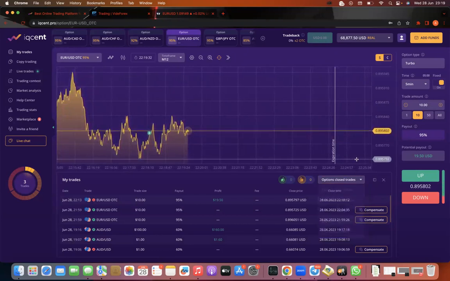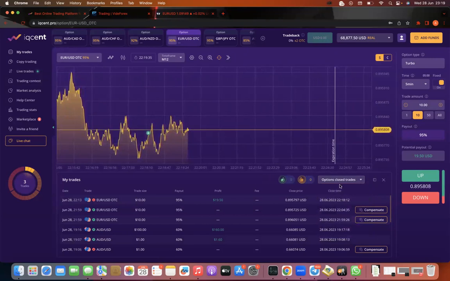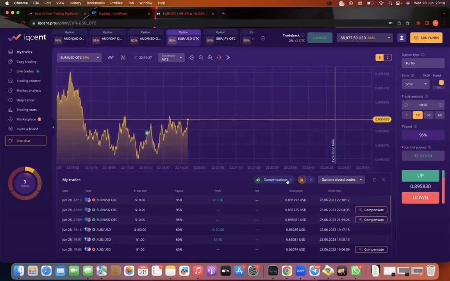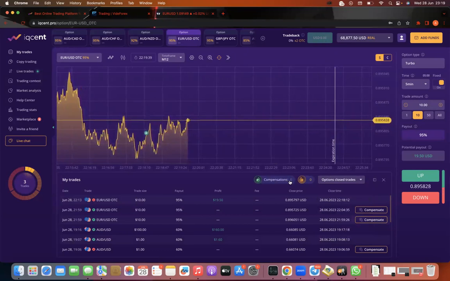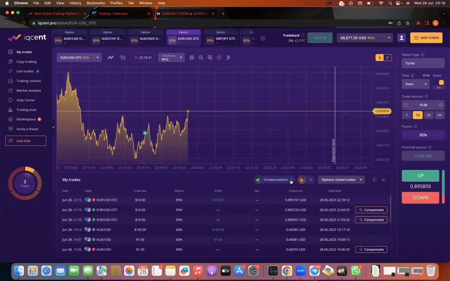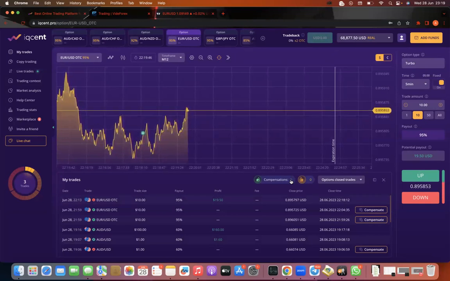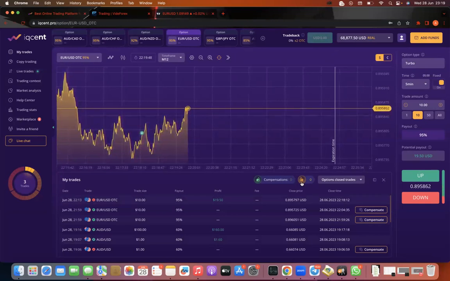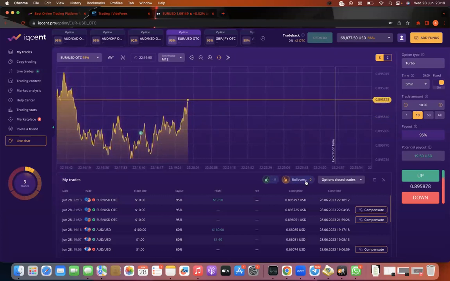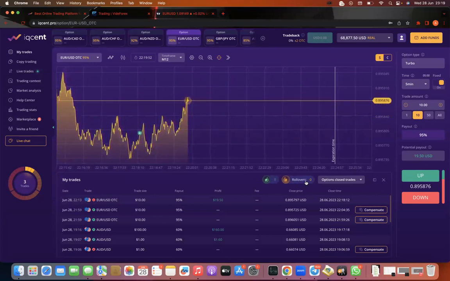And there's also another very interesting thing here. This green thing you're seeing here is showing the amount of compensation you have. Me, I have 0. That means I cannot get any compensation on my trade because I have 0 of it. And here you can see the amount of rollovers I have. So here, I have 0.